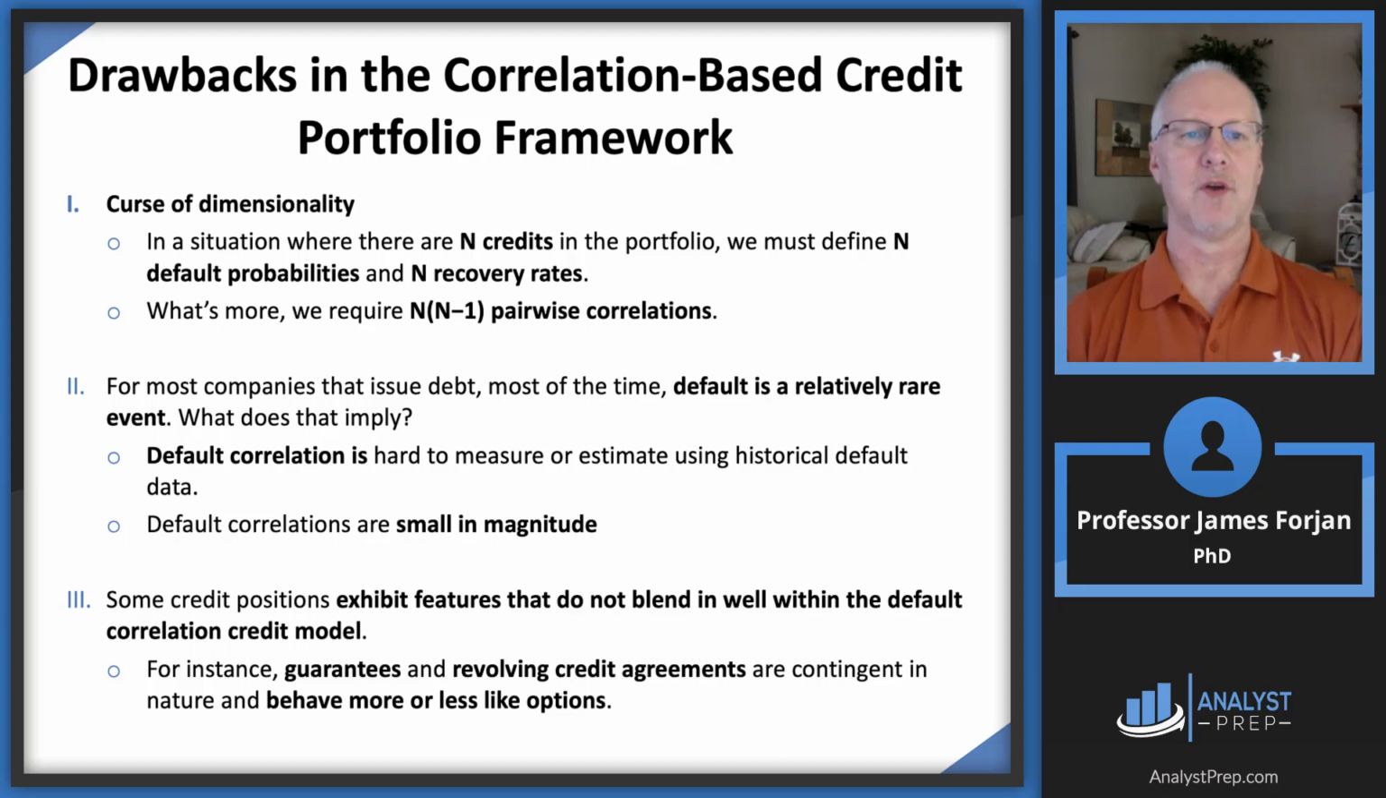So the chapter calls that the curse of dimensionality, meaning that there's lots and lots of inputs out there. And it'd be one thing if we could just pick up the Wall Street Journal and find all those inputs. But remember, these are not easily observed, and sometimes they're difficult to estimate.